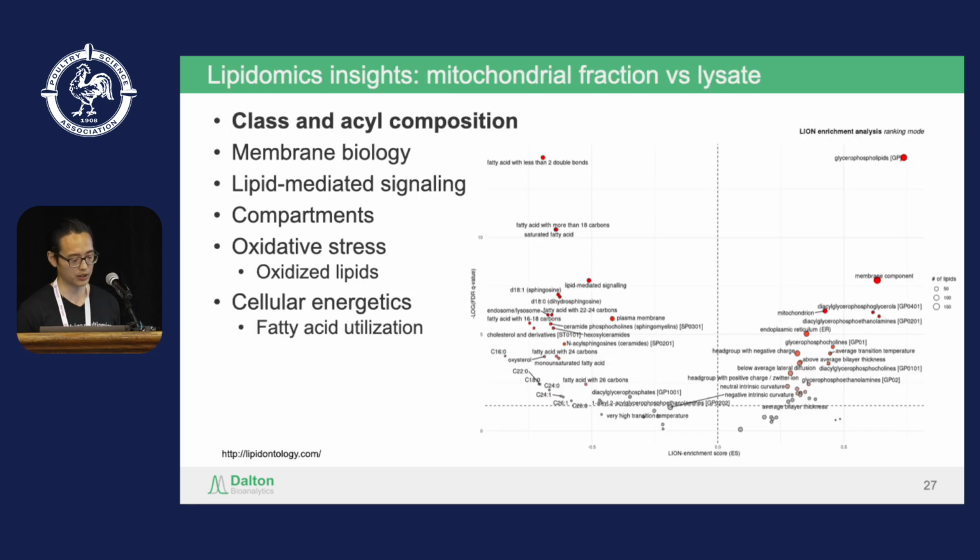Finally, lipidomics is relatively underdeveloped, but you can learn stuff about the membrane biology, so whether it's rigid, flexible, thick or thin. There's also lipid-mediated signaling that you might be familiar with, like PIP. You can get some sense of the compartments similar to proteins. Importantly, there's a lot of oxidative stress in the cells, and those attack the unsaturated lipids. You can get a sense of that. And then you can also see some cellular energetic patterns, like whether fatty acids are being metabolized.